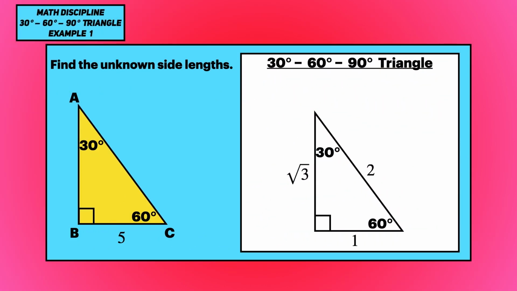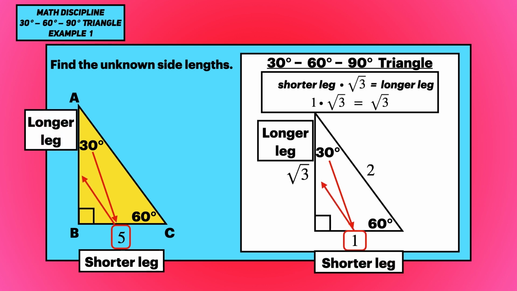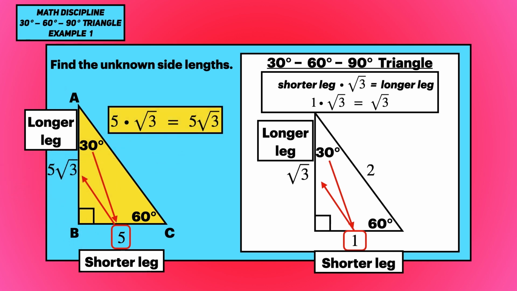Example 1. Find the unknown side lengths. We are given the length of the side across from the 30-degree angle, which is the shorter leg. Let's first find the length of the longer leg. If we look at our reference triangle on the right, we can see that to go from the shorter leg to the longer leg, we need to multiply the shorter leg by the square root of 3. So let's multiply 5 times square root of 3, and that gives us 5 square root of 3.